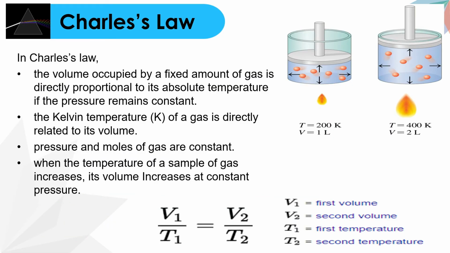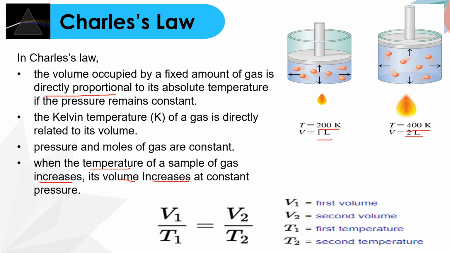So ano nga ba yung sinasabi ng Charles' law? So according to Charles' law, the volume occupied by a fixed amount of gas is directly proportional to its absolute temperature if the pressure remains constant. So ano nga bang ibig sabihin nito? Ibig sabihin nito, pag yung temperature ng isang gas nag-increase, yung kanyang volume din is mag-i-increase. Kaya nga tinatawag na directly proportional. So just like this one, from 200 naging 400 yung kanyang temperatures, then as a result, nag-increase din yung kanyang volume.